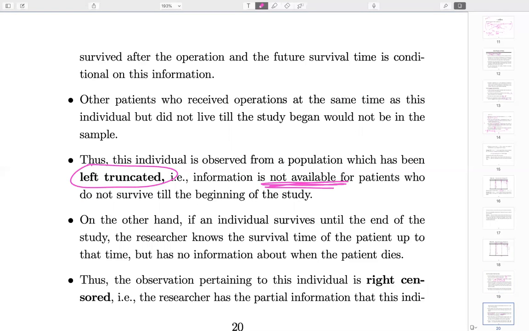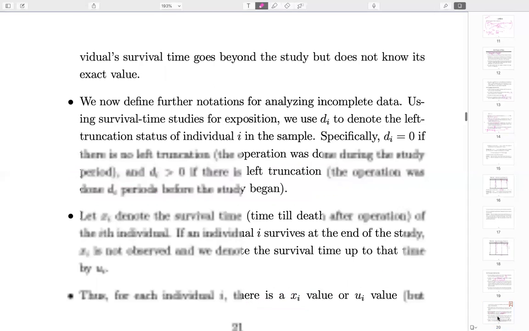Right censored means the data is greater than or equal to, right? This patient actually survived by the end of the study, right? So there's no way to get an exact number because the study has already come to an end. So you only have partial information. Okay, the left truncated part, we simply cannot do anything because that information is not available.